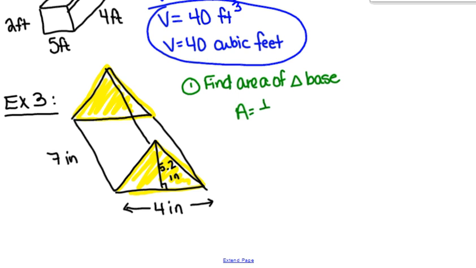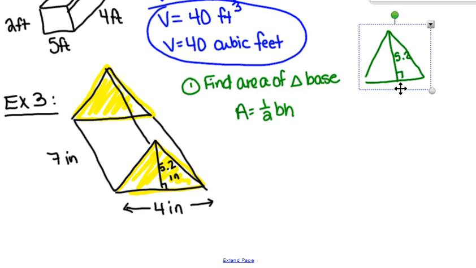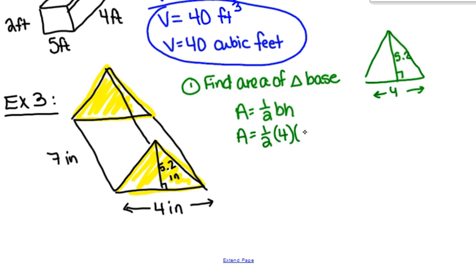So area equals 1/2 times base times height. If it's helpful, draw the triangle that you're trying to find the area for. This guy has a height of 5.2 inches and a base of 4 inches. So 1/2 times 4 times 5.2. When I put that into my calculator, I find that the area of that triangle is 10.4. So step 1 is done.